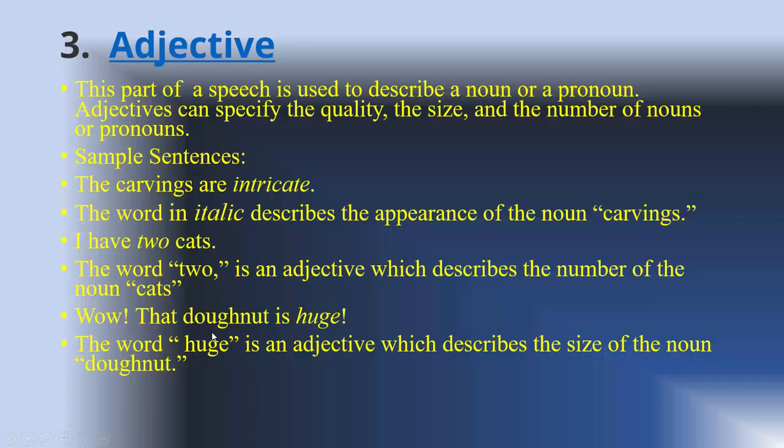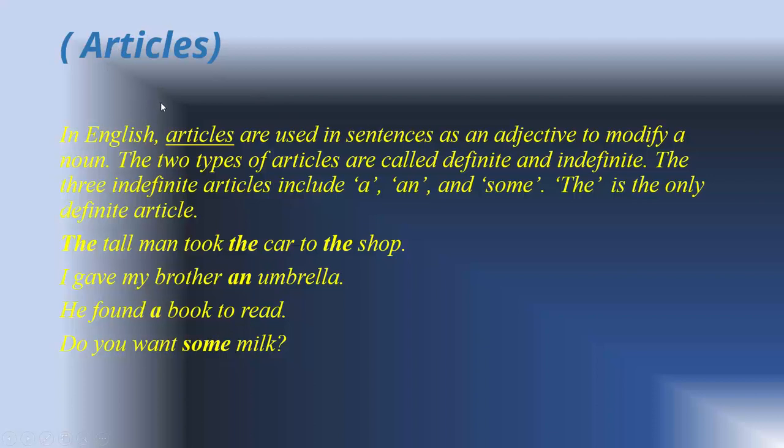Articles. So in English, articles are used in sentences as an adjective to modify a noun. The two types of articles are called definite and indefinite. The three indefinite articles include a, an, and some. The is the only definite article. When it's said that it's definite or indefinite, it means the noun after them becomes definite or not.